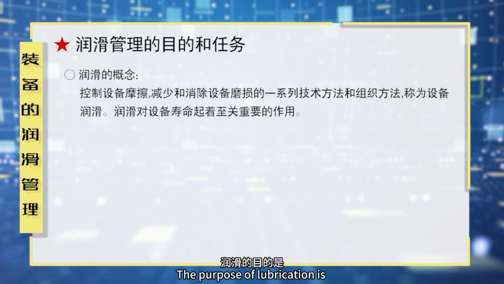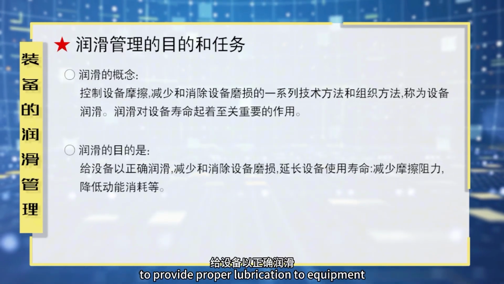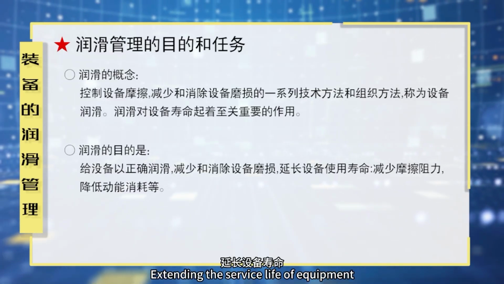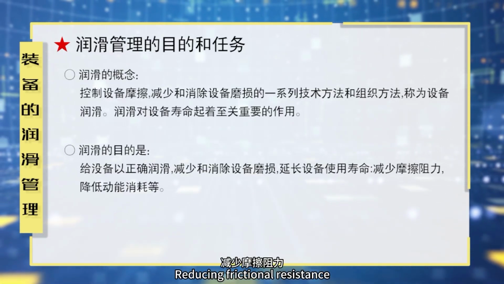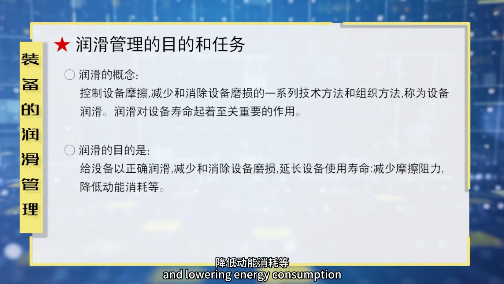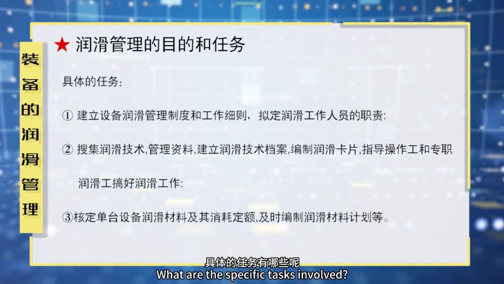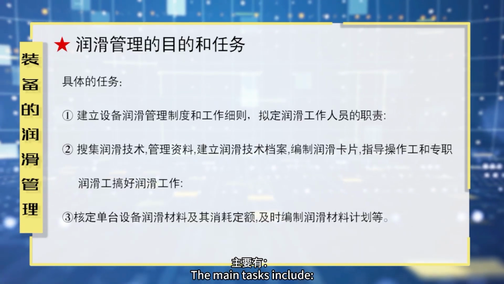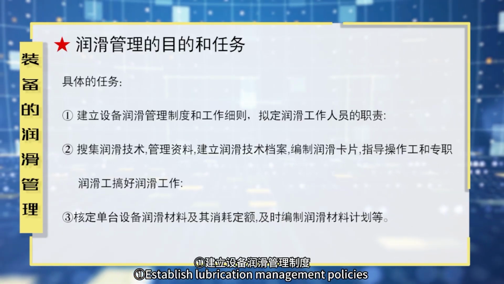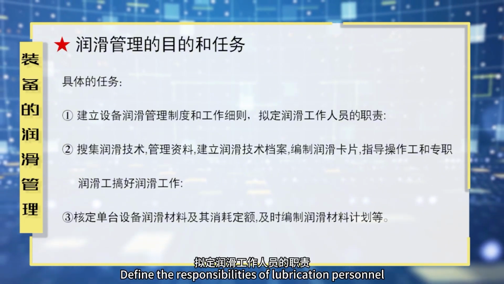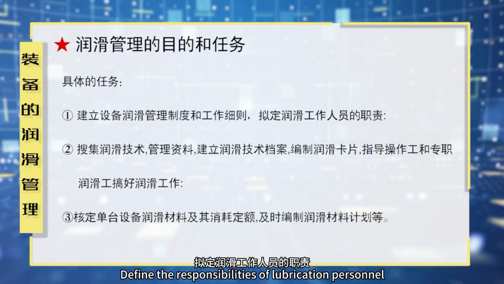The purpose of lubrication is to provide proper lubrication to equipment, reducing and eliminating wear, extending the service life of equipment, reducing frictional resistance, and lowering energy consumption. What are the specific tasks involved? The main tasks include: first, establish lubrication management policies and work guidelines. Define the responsibilities of lubrication personnel.